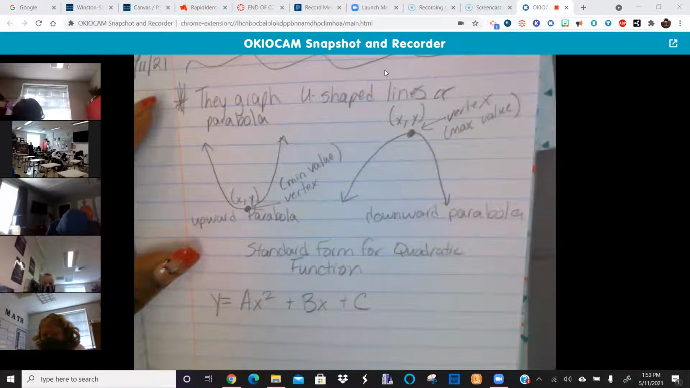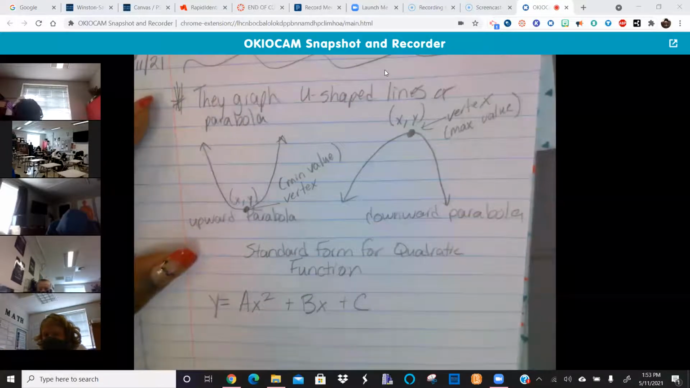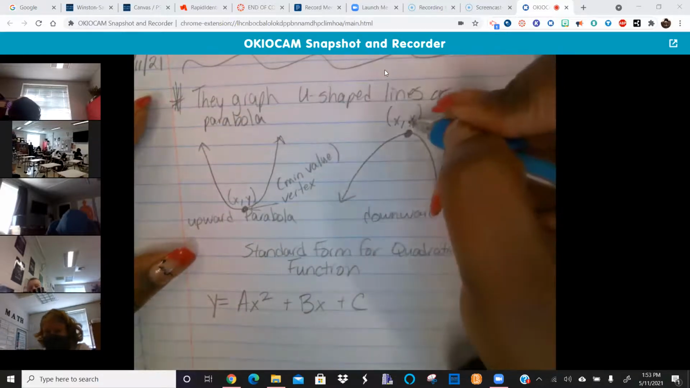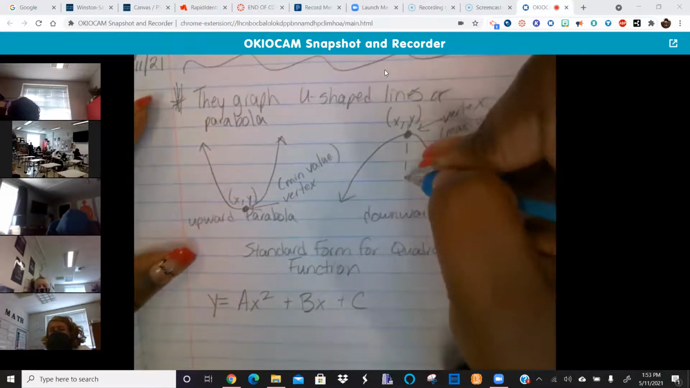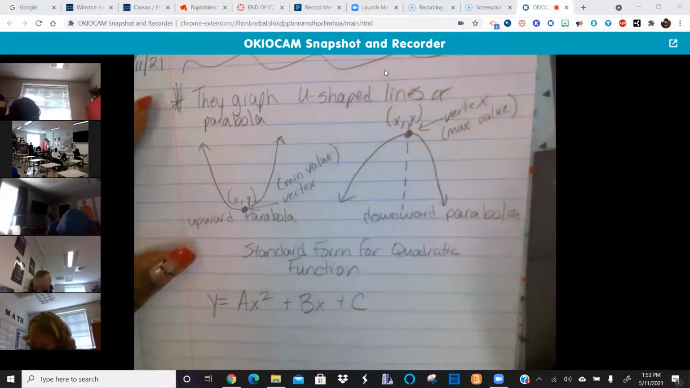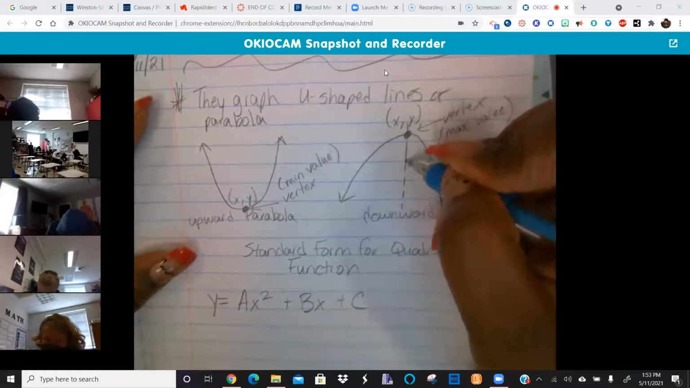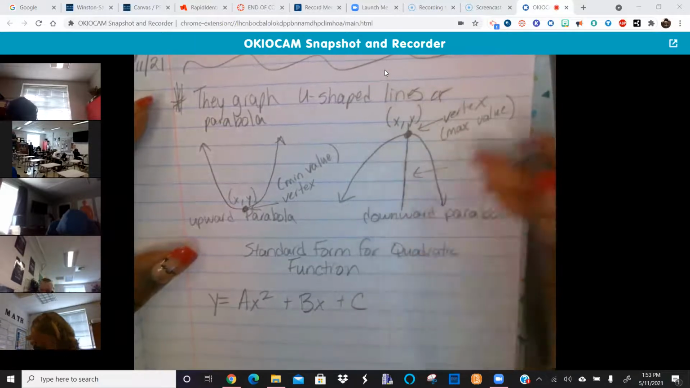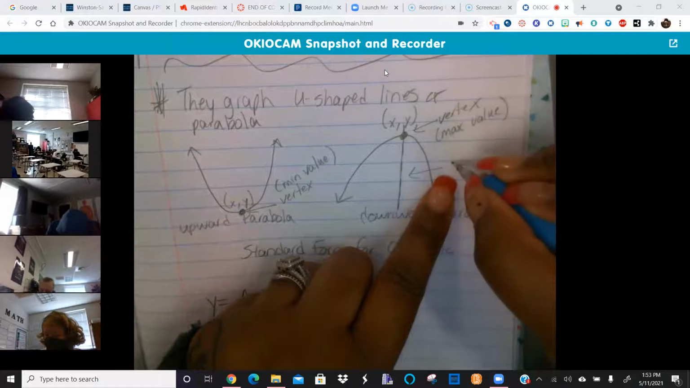The invisible line that cuts a parabola in half is called the axis of symmetry. Sometimes it's an invisible line, and sometimes you'll see it as a dashed line. But this line right here is called the axis of symmetry.